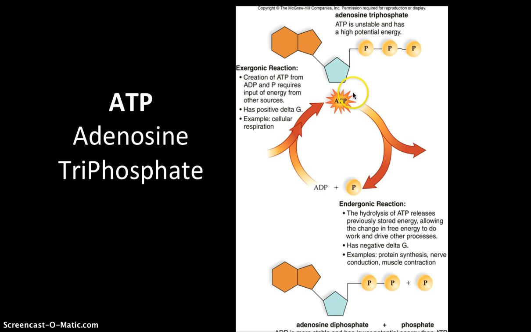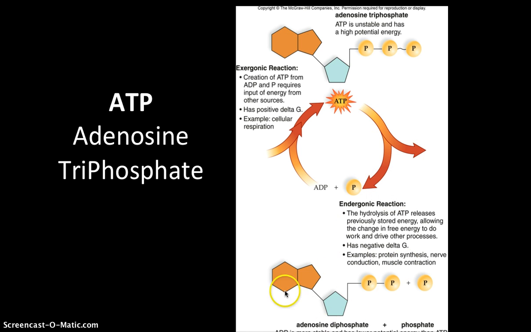As we release this phosphate, we are hydrolyzing it, and we are releasing previously stored energy. And we are allowing the change in free energy to do work and drive other processes. So this change in free energy is what is moving those hydrogen ions across the membrane or doing any work inside your body. The hydrolysis of ATP, we're releasing free energy. So going from ATP to ADP has negative delta G. Examples of this are protein synthesis, nerve conduction, muscle contraction, anything that's using ATP.